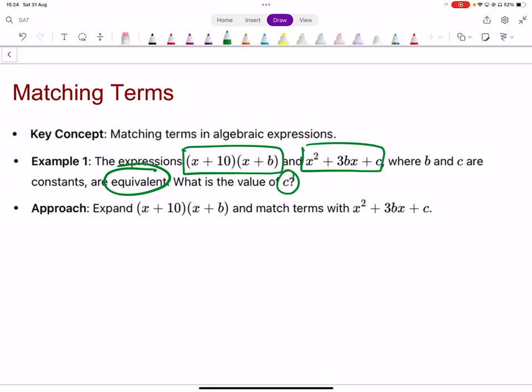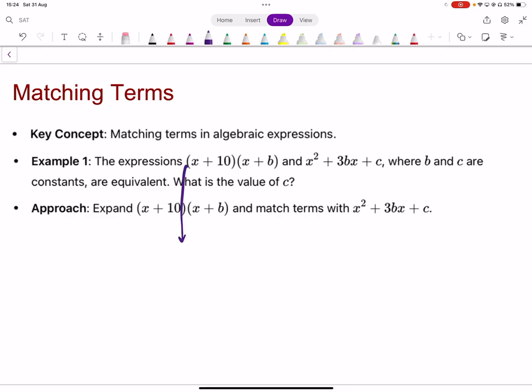Now, how do you think about this? This is factorized form. This is simplified form. So you can simplify that first form as well and see what that gives you. So try to simplify this and see what that gives you. x squared plus 10x plus bx plus 10 times b. Okay? And you are given that this is supposed to be the same as x squared plus 3bx plus c.